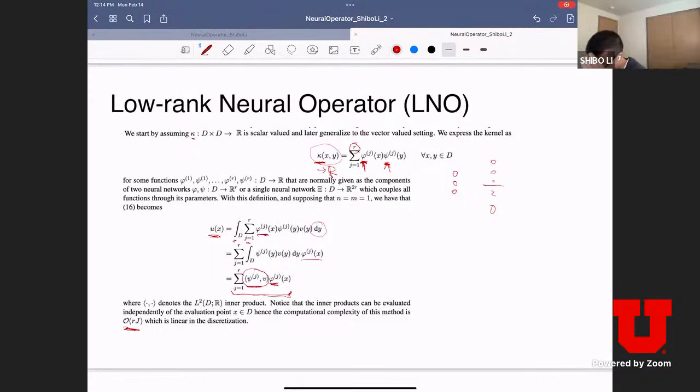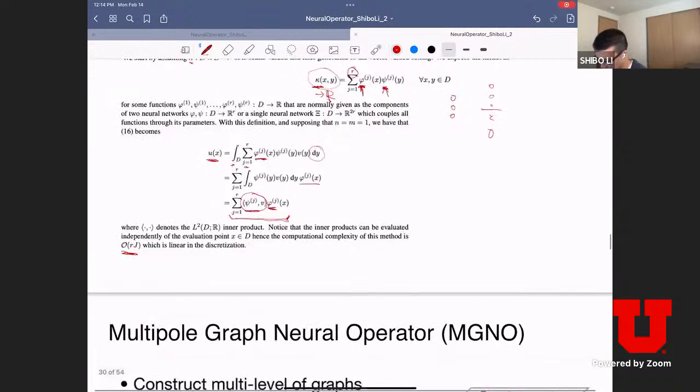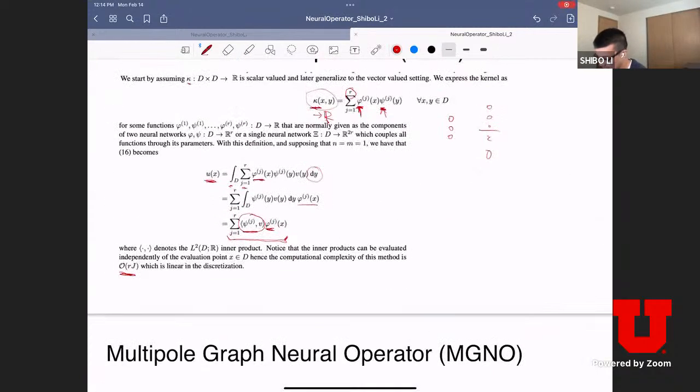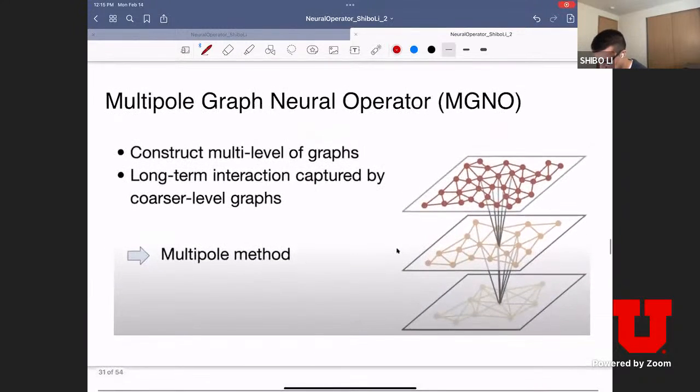Yeah, right. So this is a very simple approximation, but it derived another NeurIPS paper called multiple graph neural operator. Basically it borrows this idea. We can decompose, not exactly, the kernel function like this, but we can decompose the kernel function into a summation over multi-resolution kernels. Let's see what it means.